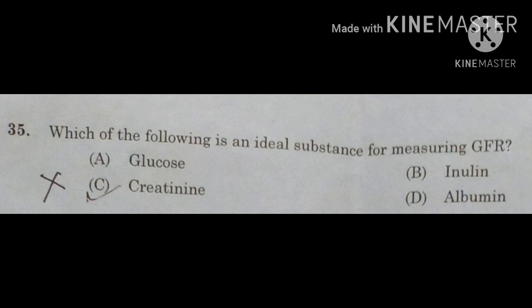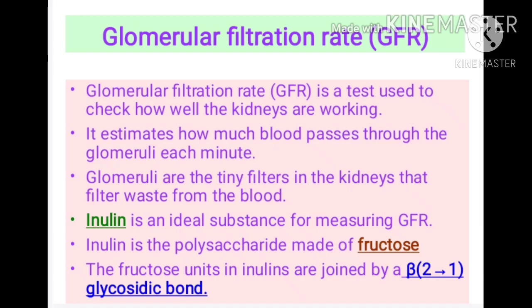Which of the following is an ideal substance for measuring GFR? Option A, glucose. Option B, inulin. Option C, creatinine. And option D, albumin. When you are analyzing this question, you can see the term GFR. The full form of GFR is glomerular filtration rate.